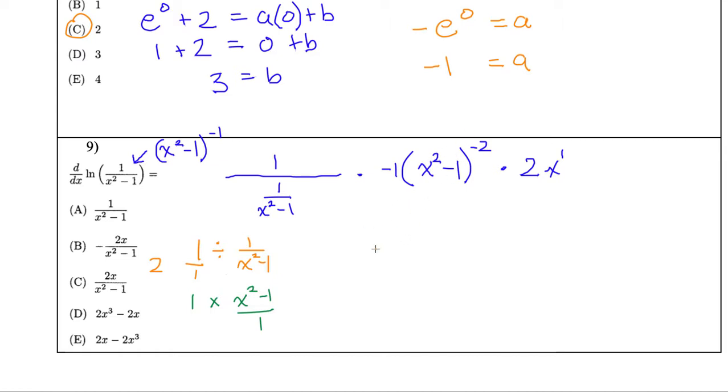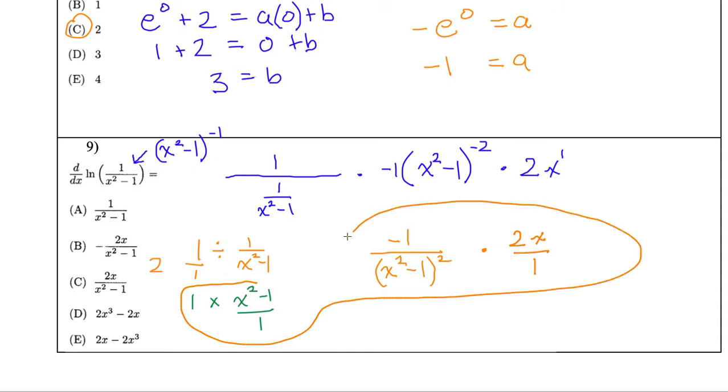This thing now turns into negative 1 on the top, all of this divided by x squared minus 1, but now to the power of 2. If I brought it down to the denominator, this negative 2 turns into a positive 2. And this thing can't be simplified, so I'm just going to leave it times 2x, I guess over 1, that makes it a little bit easier. So what I'm really doing now is I'm multiplying all 3 of these things together.